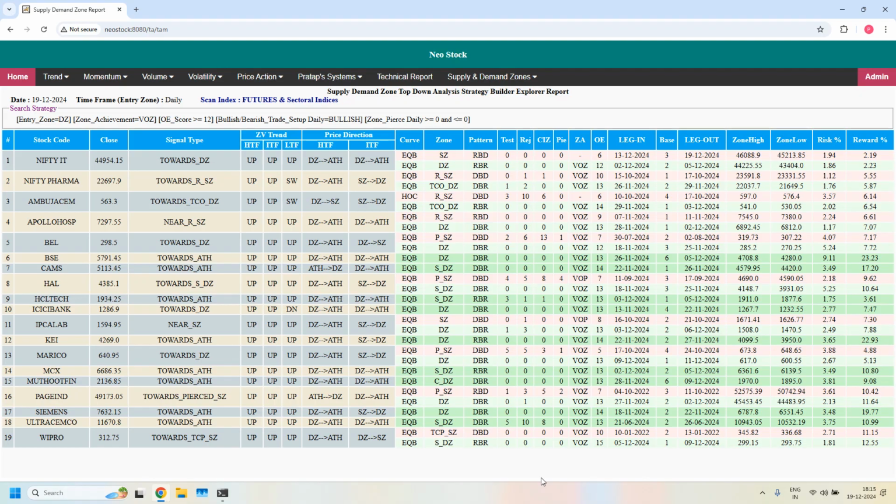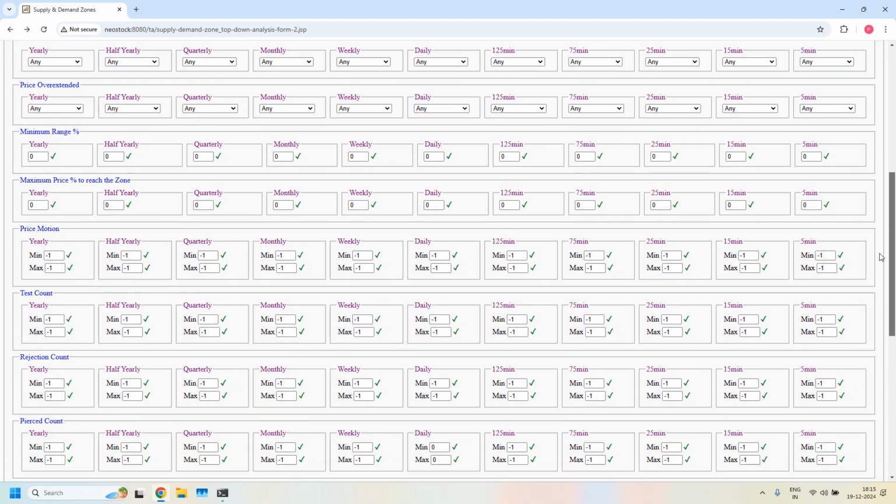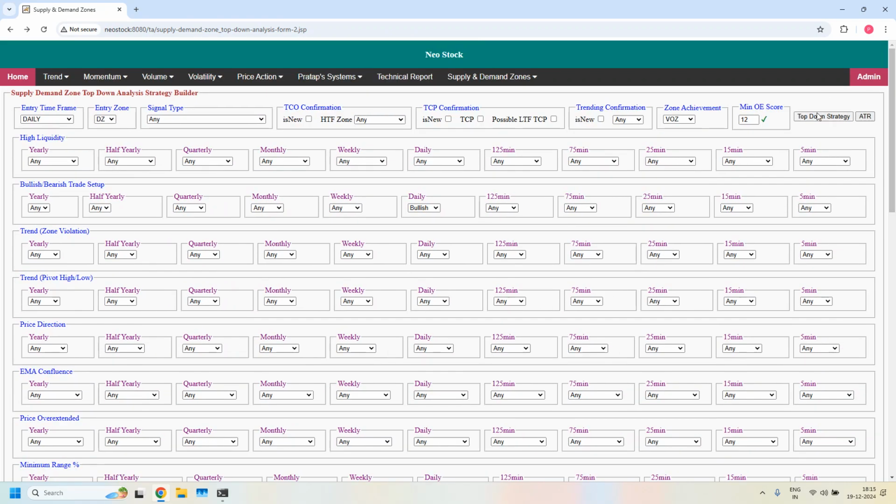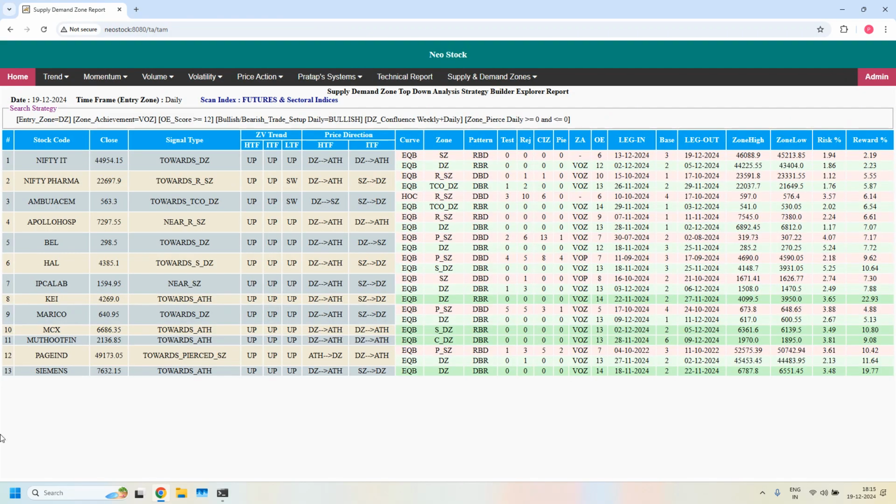Okay, out of these 19 high probability setups based on LTF, ITF demand zone confluence, let us further filter. That is the daily demand zone with the weekly demand zone confluence. Out of 19, we got 13 stocks. That means all these 13 daily demand zones are part of the weekly demand zone.